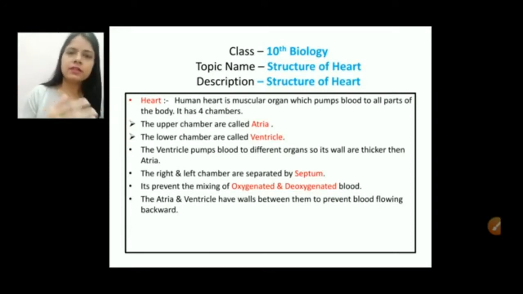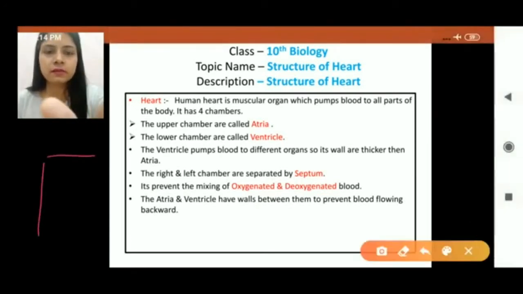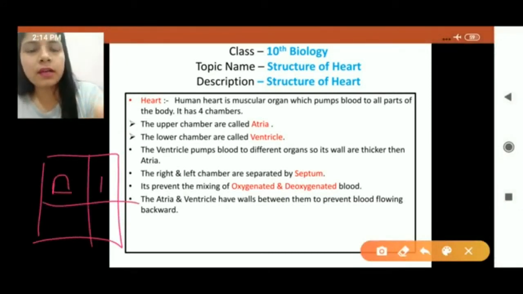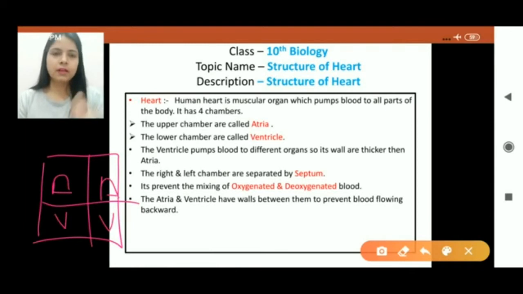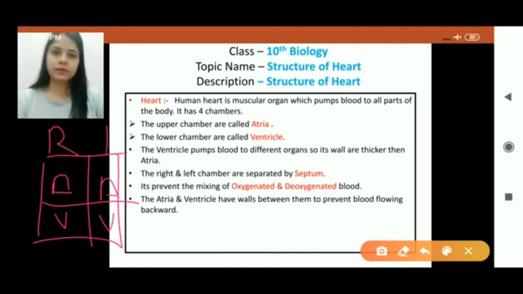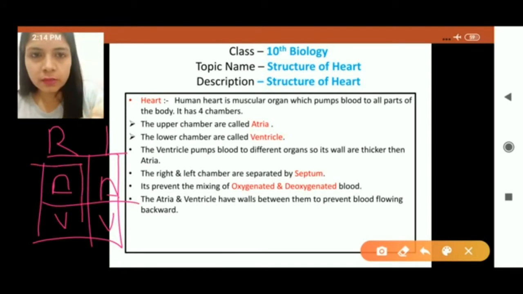As you know, our heart is four chambered. The upper chamber is called atria and the lower chamber is called ventricle. This is the right portion and this is the left portion. The right portion is responsible for the deoxygenated blood, whereas the left portion is responsible for the oxygenated blood. Means here oxygenated blood is present and here deoxygenated blood is present.